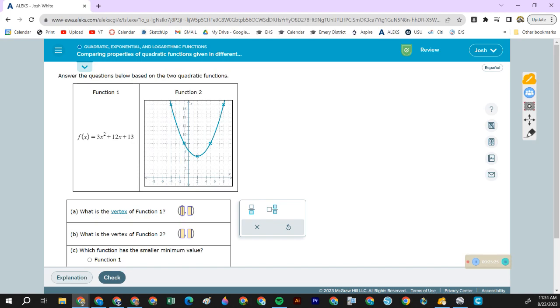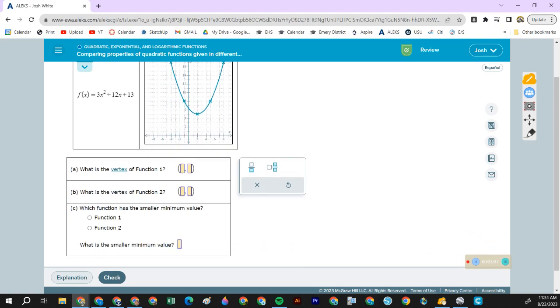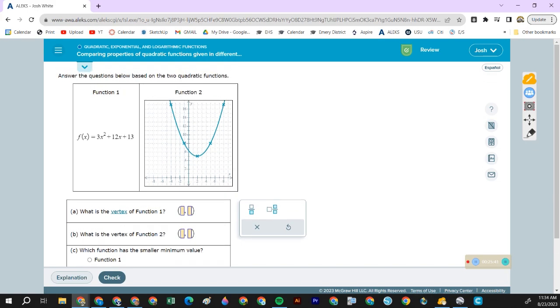So here you have a parabola that is graphed and a quadratic formula. You have to find the vertex for function 1. Just use your negative b over 2a formula and then plug that number in to find y. Vertex of function 2. Which one has a smaller minimum? When we say minimum, are we talking x or y? Y values. So you're going to compare the y values.